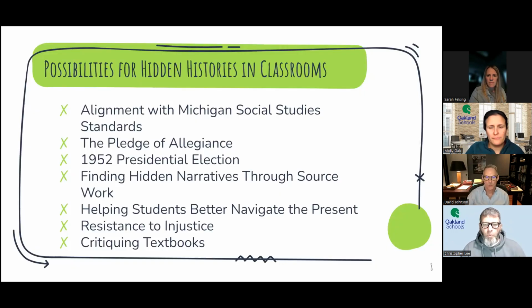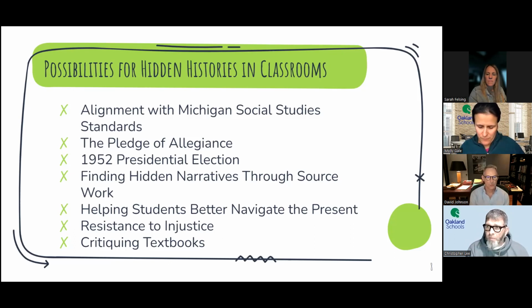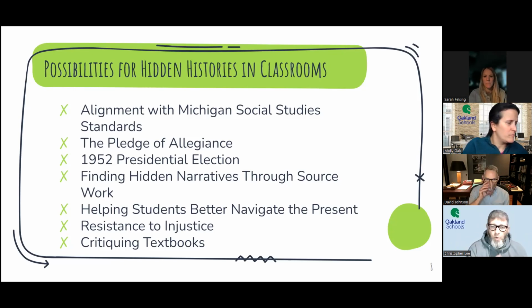Just as a quick listing of these ideas, we think, first of all, that these are in direct alignment with the Michigan standards, and we're going to talk about that briefly. Also, we think that the Pledge of Allegiance that Dr. Johnson mentioned is really part of the curriculum as well, and we'll talk briefly about how you could incorporate that as an introduction. Also, the '52 and '56 presidential elections. Presidential politics tends to take front and center in American history classes, especially high school classes, and we think this lines up really well with that.